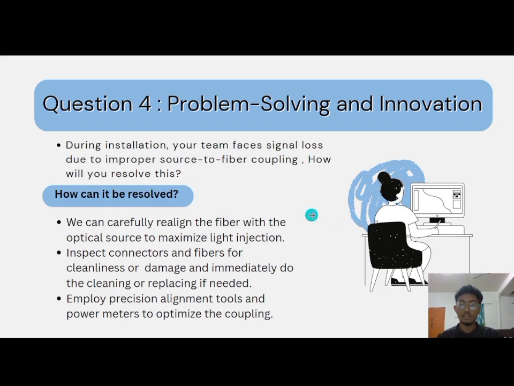We can carefully realign the fiber with the optical source to maximize light injection. The second one is we can inspect connectors and fibers for cleanliness or damage and immediately do the cleaning or replacing if needed. And the last one is to employ precision alignment tools and power meters to optimize the coupling.